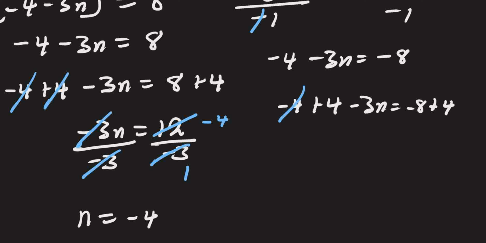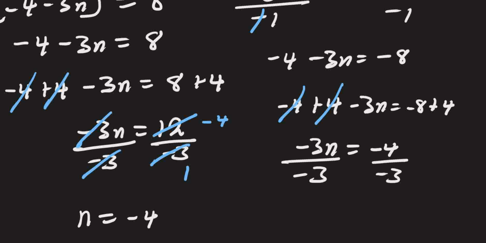And this would cancel. So negative 3n is equal to negative 8 plus 4, and that will give us negative 4. So simply divide both sides by negative 3. So negative 3 is going to cancel negative 3 from here, and negative is going to cancel negative from here.